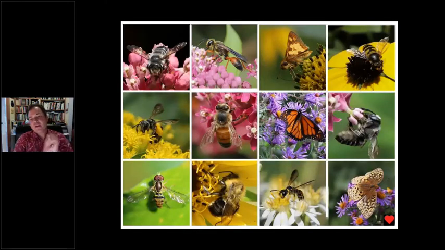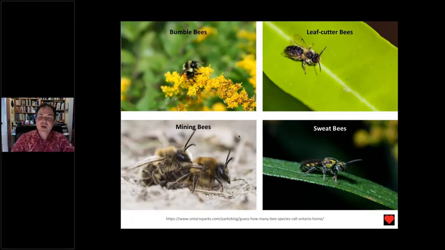Now, why? Obviously we should care because it will impact our ecosystems, our food. But I think we should care just because of the beauty of these animals. Just have a look at these beauties from Ontario, where we have 400 species of bees. So these are native bees.